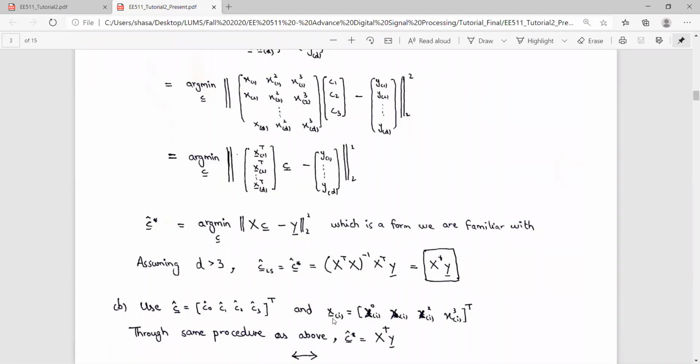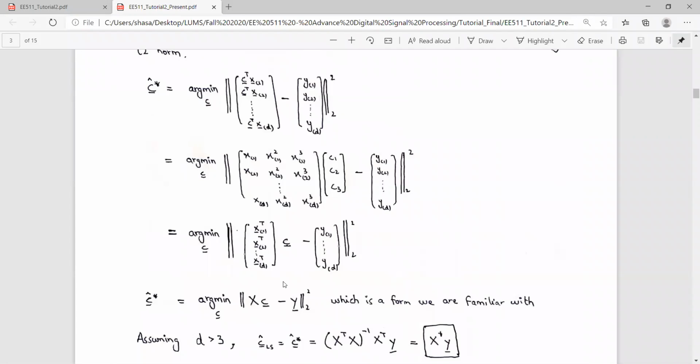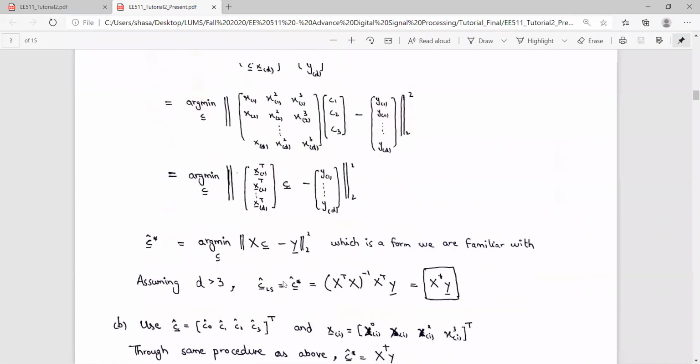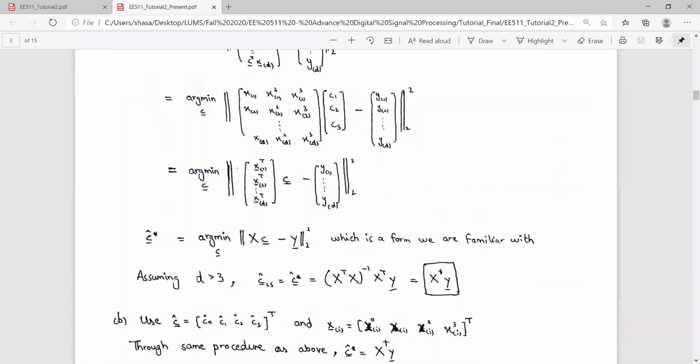The vector x for the ith example is updated to this, where the first element is really just 1. And then in our generic notation, nothing changes. So through the same procedure as above, the optimal coefficient vector is the pseudo inverse of x times the vector y.